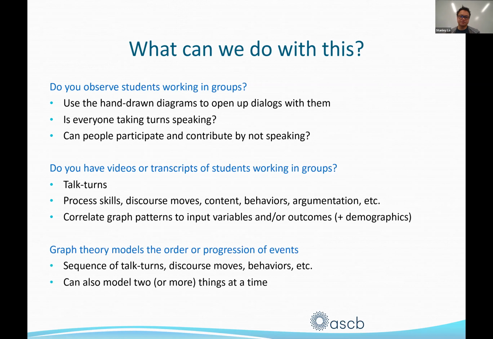And then obviously we can use this to model talk turns, but we are also looking into modeling the turns of the behaviors and discourse and arguments. And we're also looking into modeling more than one thing at a time, so maybe combining the turns with some kind of behavior.